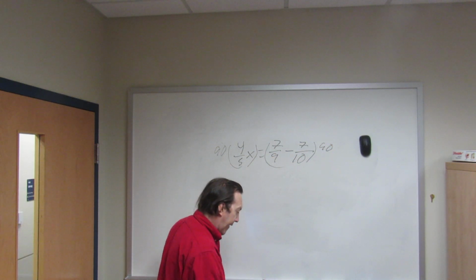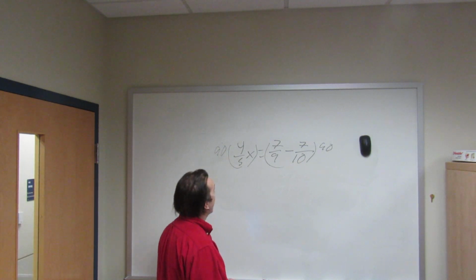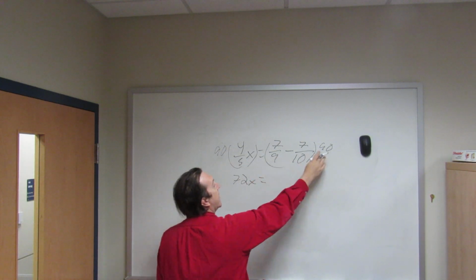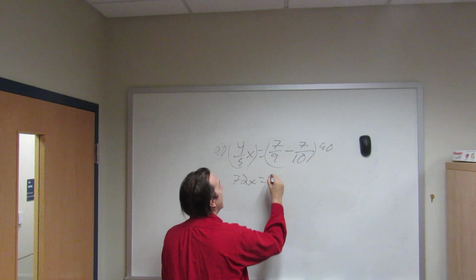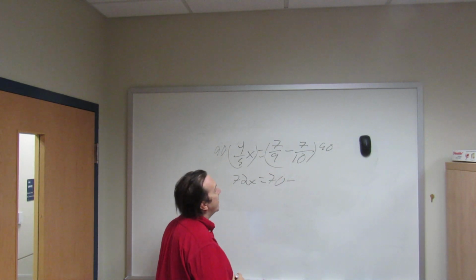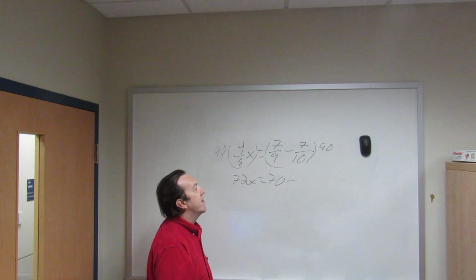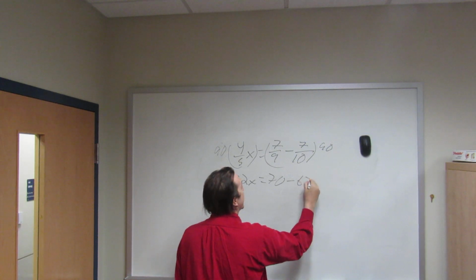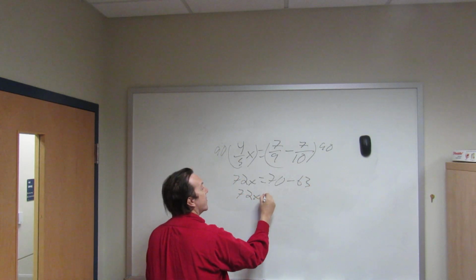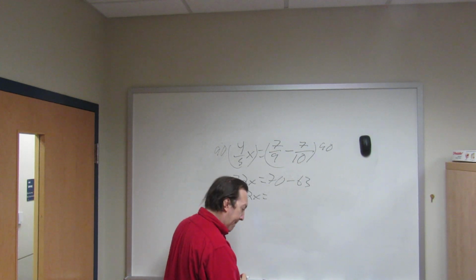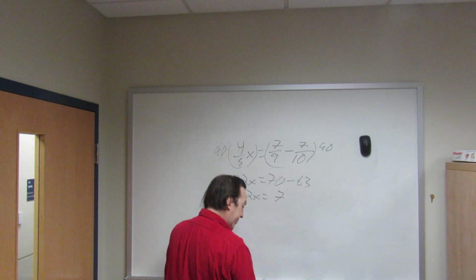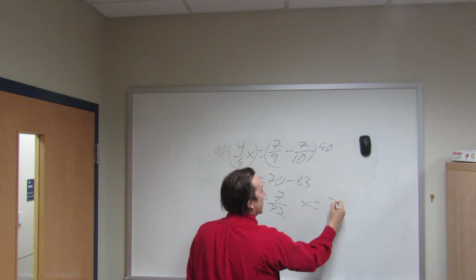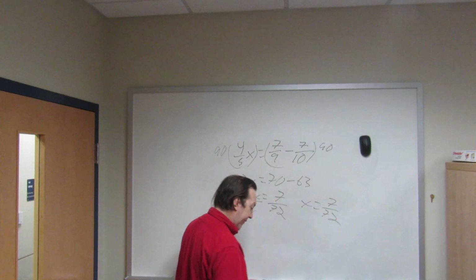So 90 divided by 5 is 18 times 4 is 72x. 9 into 90 is 10 times 7 is 70, minus 90 divided by 10 is 9 times 7 is 63. So 72x equals 70 minus 63 is 7. Divide both sides by 72. X equals 7 over 72.